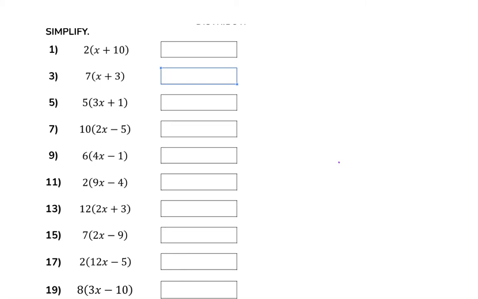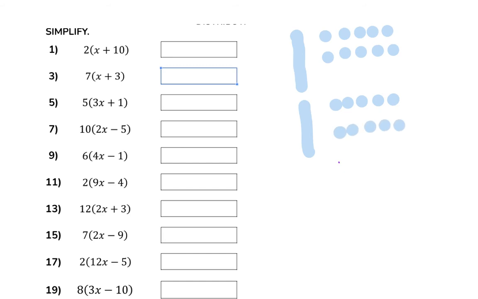Let's take a look at a couple of these together. So on this first one, we have two groups of x plus 10. And if you can picture our work with algebra tiles, I know we only did it for a day or two, that would be like two groups of an x tile, and then you would have 10 of those 1 tiles. All right, so there's one group of x plus 10, and now here's a second group of x plus 10.